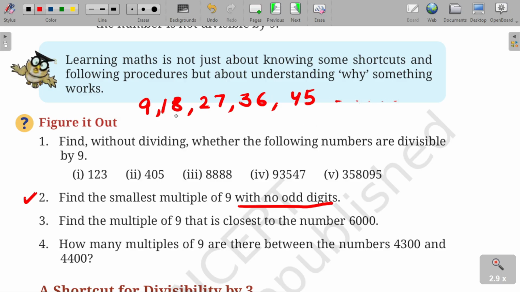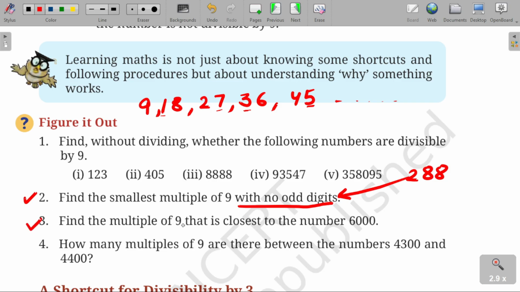See, in every multiple, 1 is odd here, 7 is odd here, 3 is odd here, 5 is odd here. You will get odds, right? And you need to find out the smallest multiple of 9 without odd digits. So the number is 288. The number 288 is the smallest number. The answer of this is this. Okay. Moving to next question.